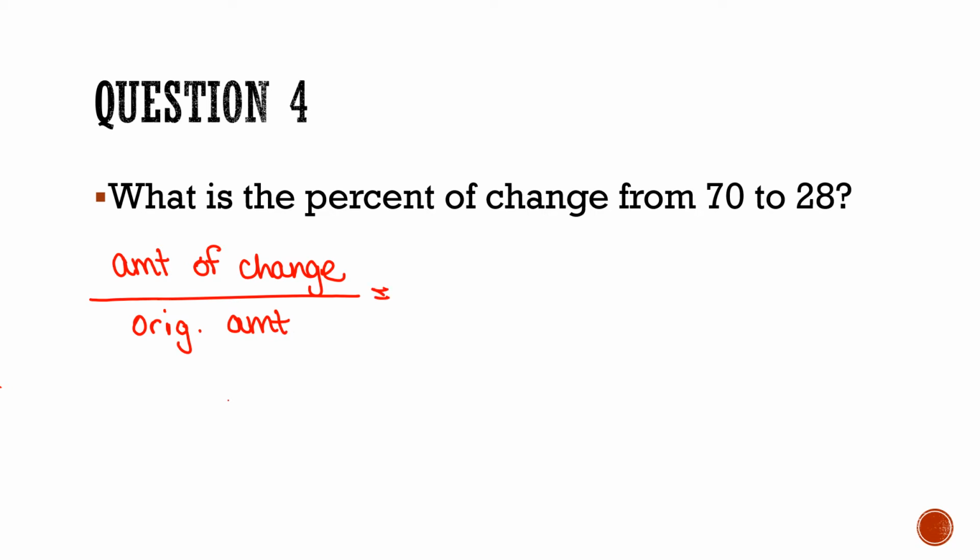Okay, what is the percent of change from 70 to 28? Okay, from 70 to 28 for one, we can go ahead and tell that this is going to be a decrease, because it went down in number. Okay, to find our amount of change, we're going to do 70 minus 28. And 70 minus 28 is 42.